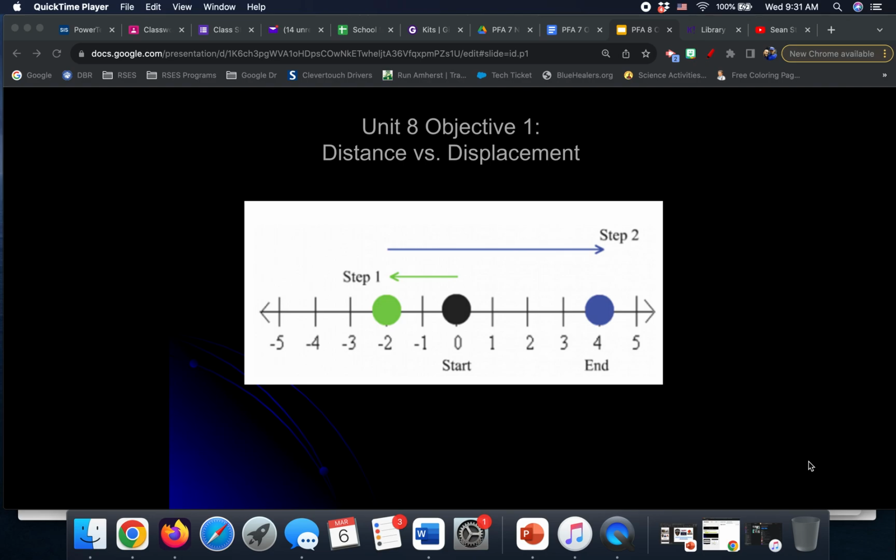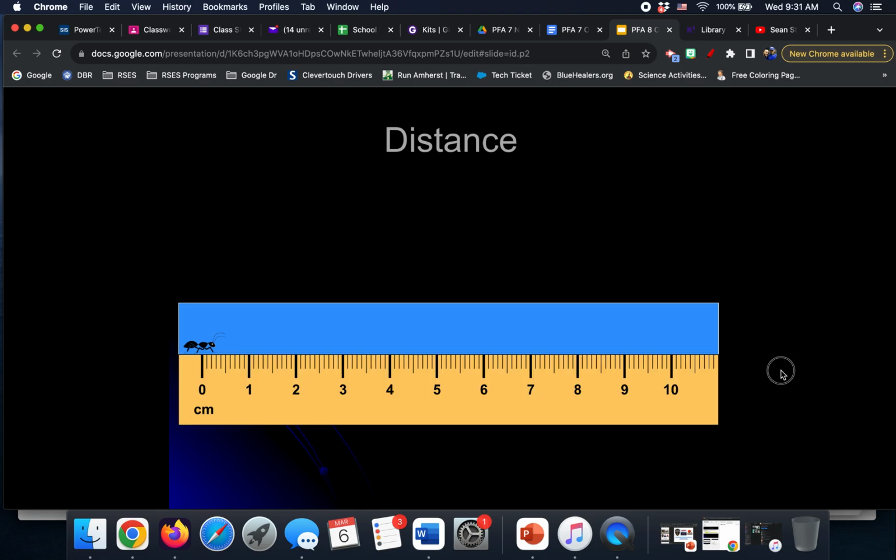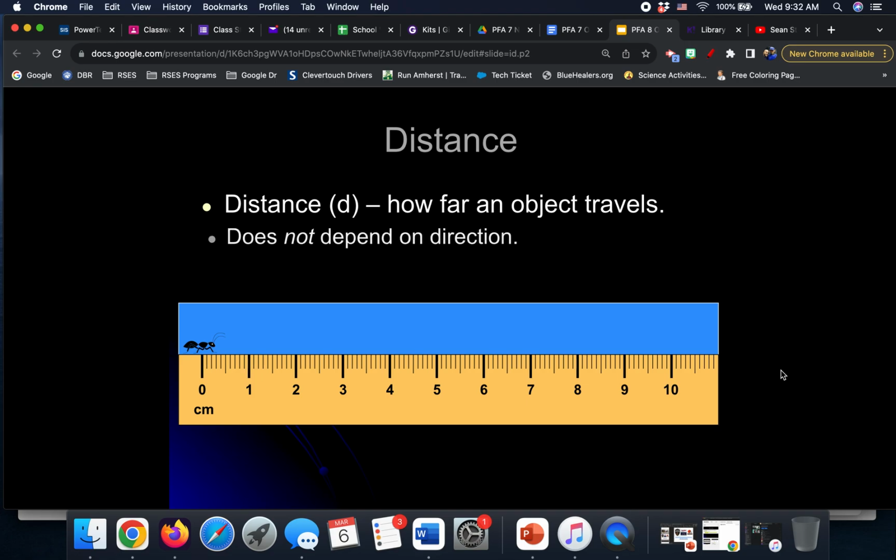Difference between distance and displacement. It seems like it might be common sense, but there's a little trick to it. We'll start with something that's probably the easier of the two concepts, and that's distance. And you already know this. Distance is just how far an object travels.